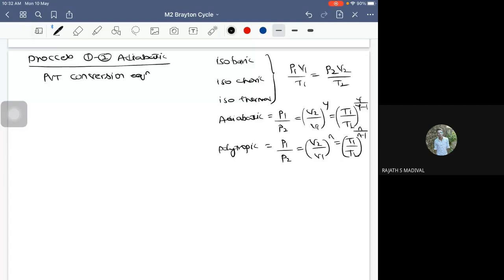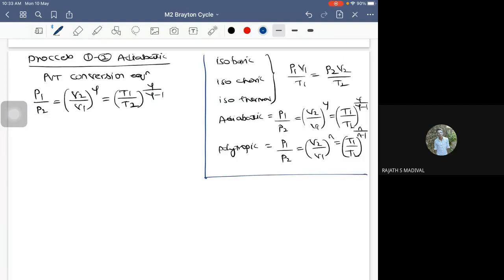Now, take the expression for the adiabatic process from process 1 to 2. P1 by P2 is equal to V2 by V1 whole to the power of gamma, that is equal to T1 by T2 whole to the power of gamma divided by gamma minus 1. You can take all of this aside if you want. Once you take that, you will be defining certain parameters. Defining number 1, pressure ratio. This pressure ratio will be represented by beta, and it is given by P2 by P1, or by P3 by P4.